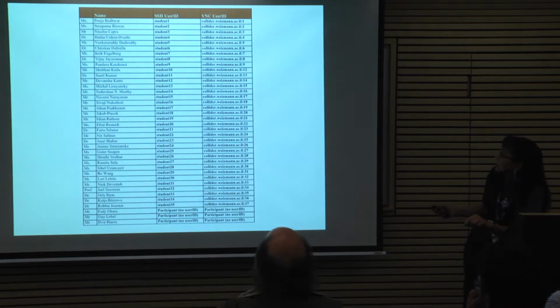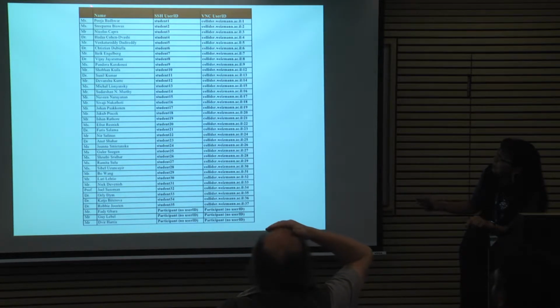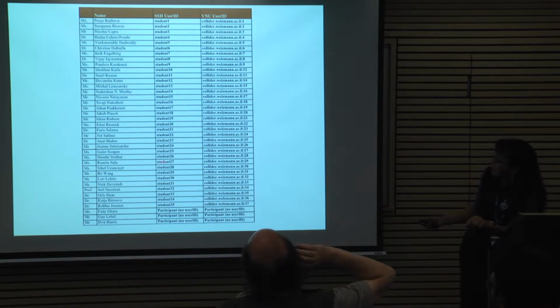Okay, we'll go here. This is a very important slide. If you're working on a PC, this is your user ID. It goes alphabetically, from student 1 until 29. That's all the students, or the participants.